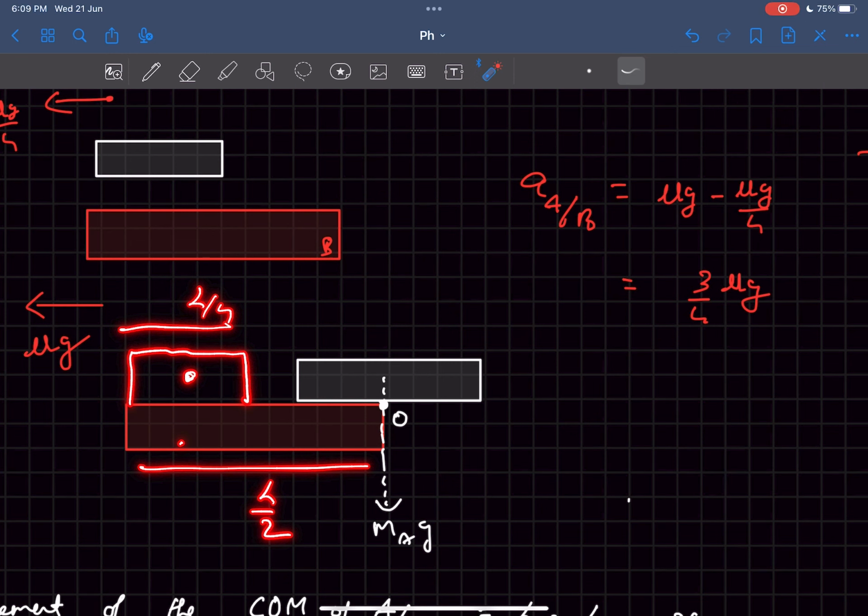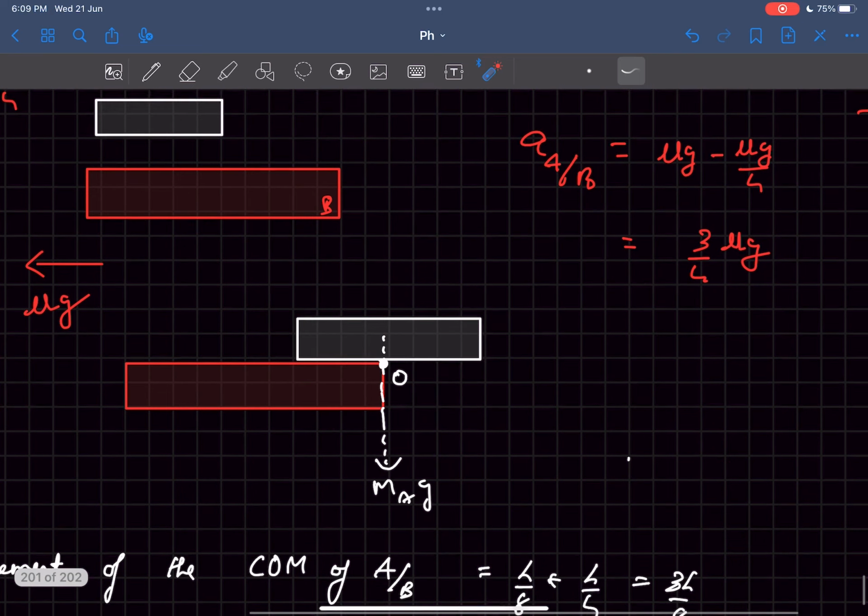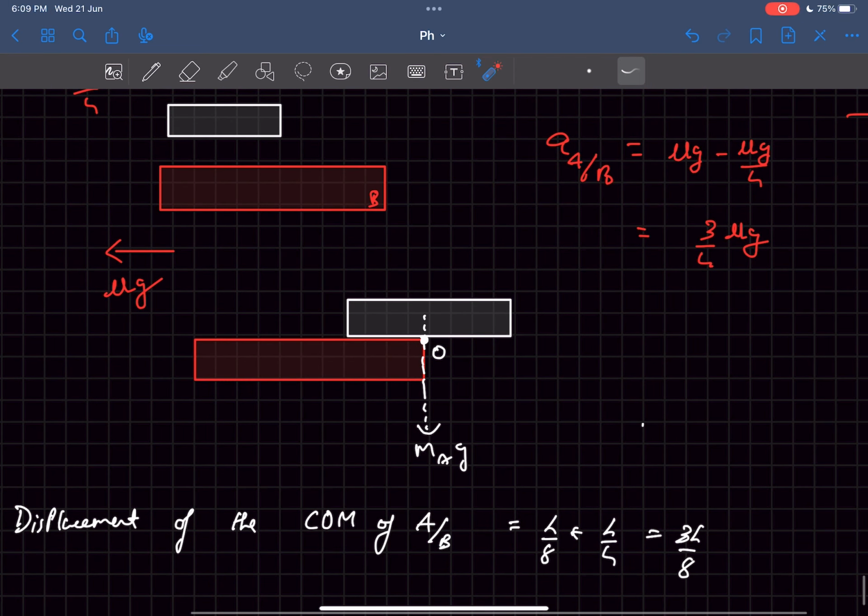So the center has to cover a distance of half of L by 4, that is L by 8, plus another L by 4 distance, relative to block B. Okay, so the displacement of center of mass of A is going to be L by 8 plus L by 4, which will be 3L by 8.